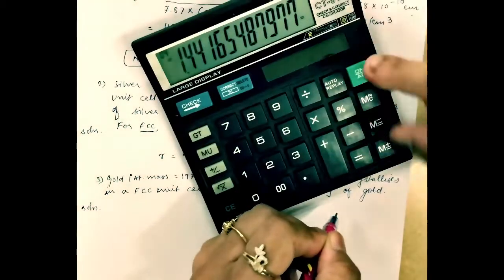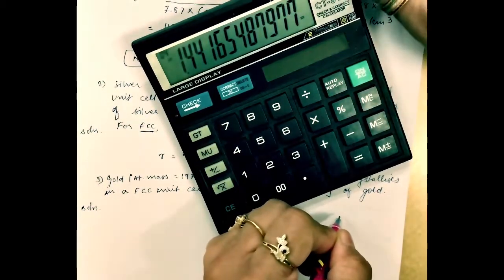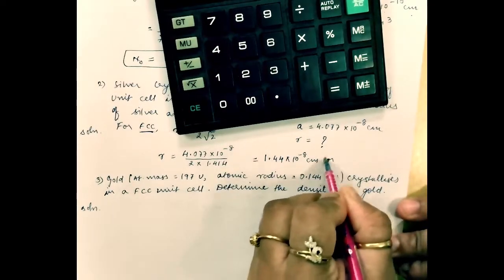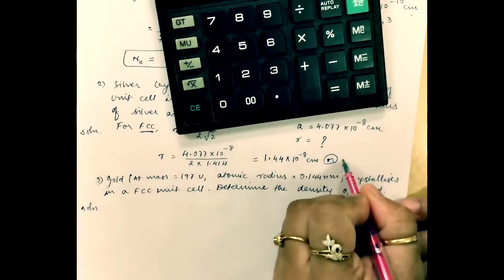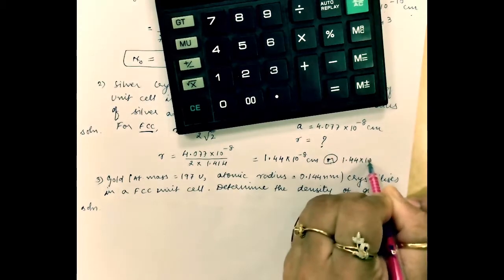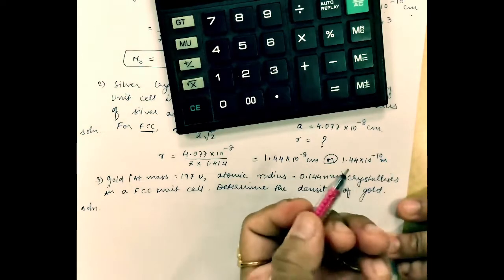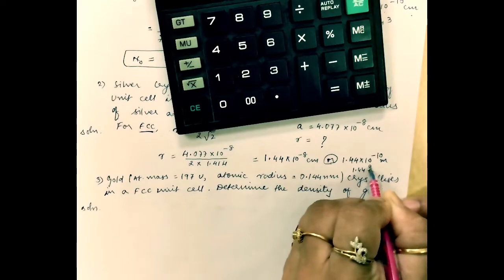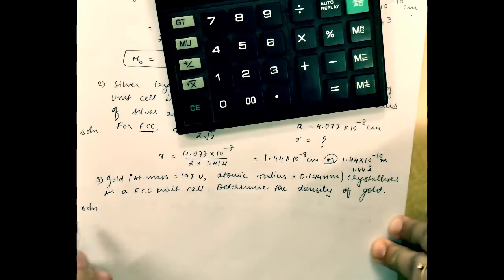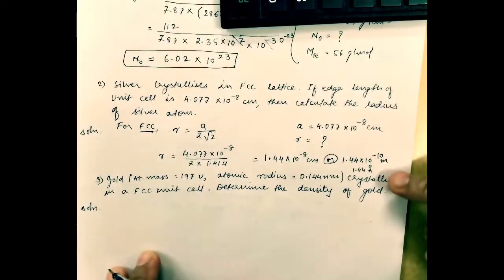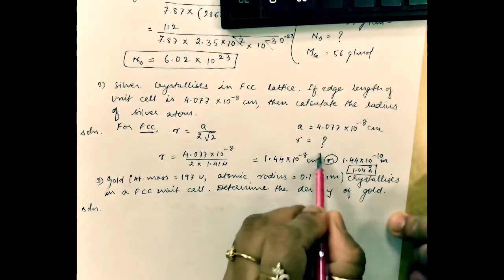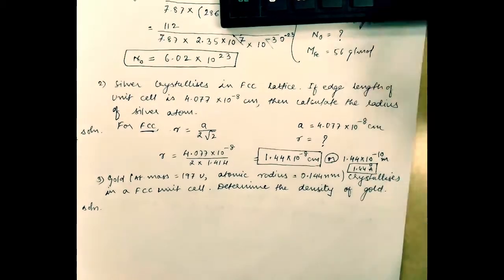You can see I have done this for you in the calculator just now. Now the other way around, you can also write this as 1.44 into 10 to the power of minus 10 meters, or you can just write 1.44 angstrom also, because 1 angstrom is equal to 10 to the power of minus 10 meters. Okay, so this is the answer we are getting for your second question. Now let us proceed to the third.